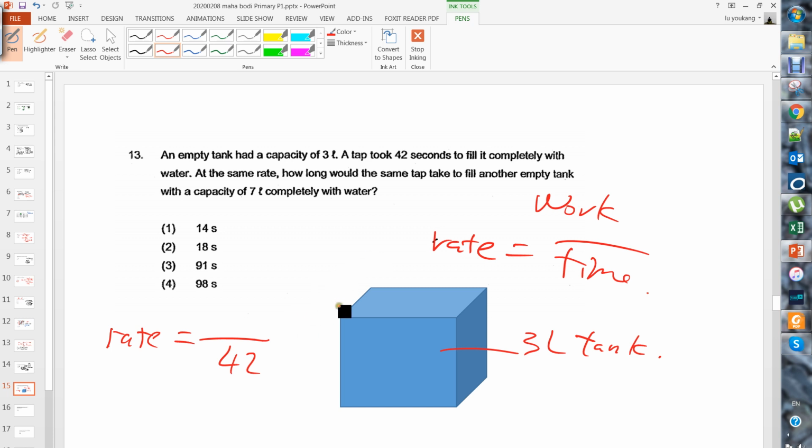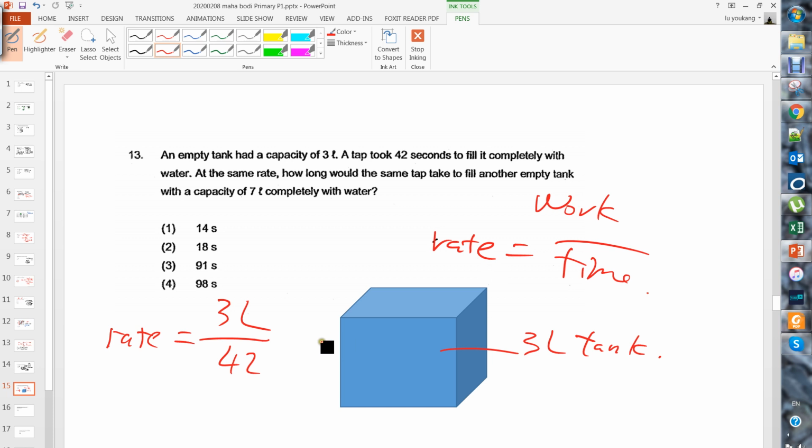So what is the work done? Fill how much? In 42 seconds you can fill how much? You read the first sentence: 3 liter. So after 42 seconds you will fill 3 liter, right? That's the work done, right? Yeah. So rate is equal to work divided by time. So the time is 42 seconds, the work done is 3 liter. So what is the rate now?